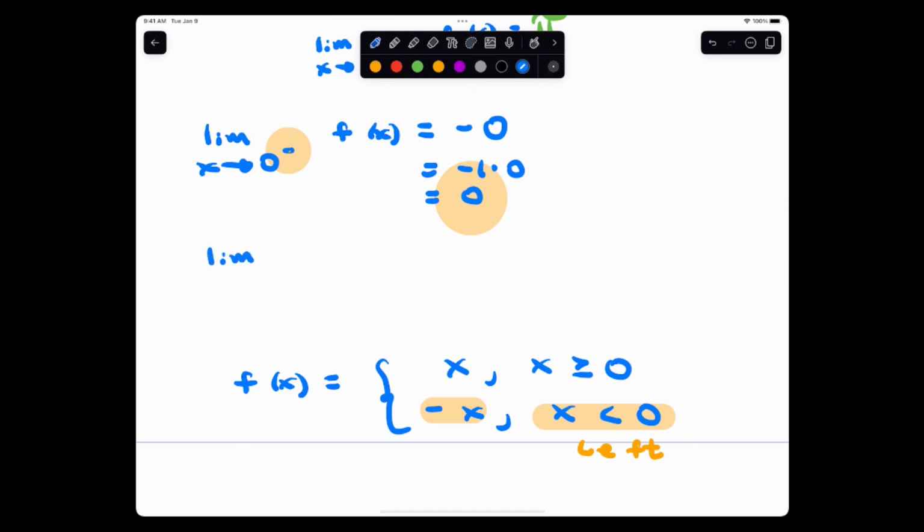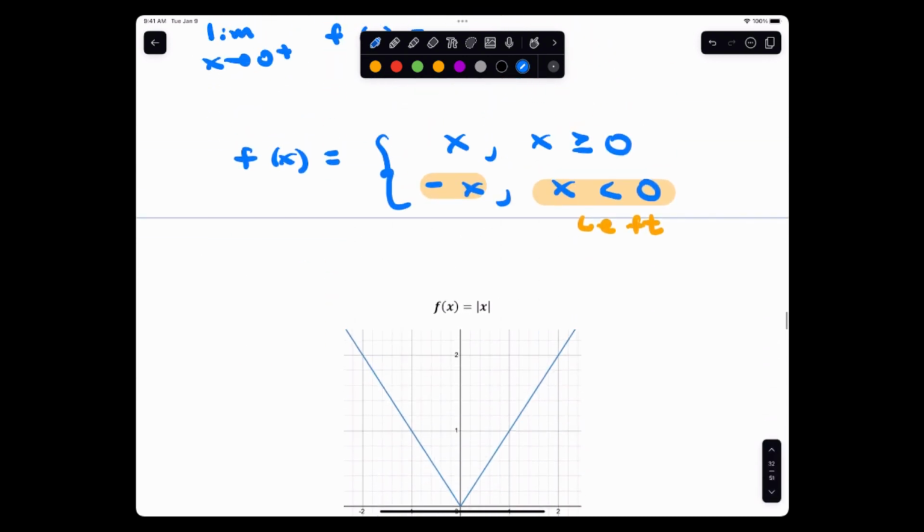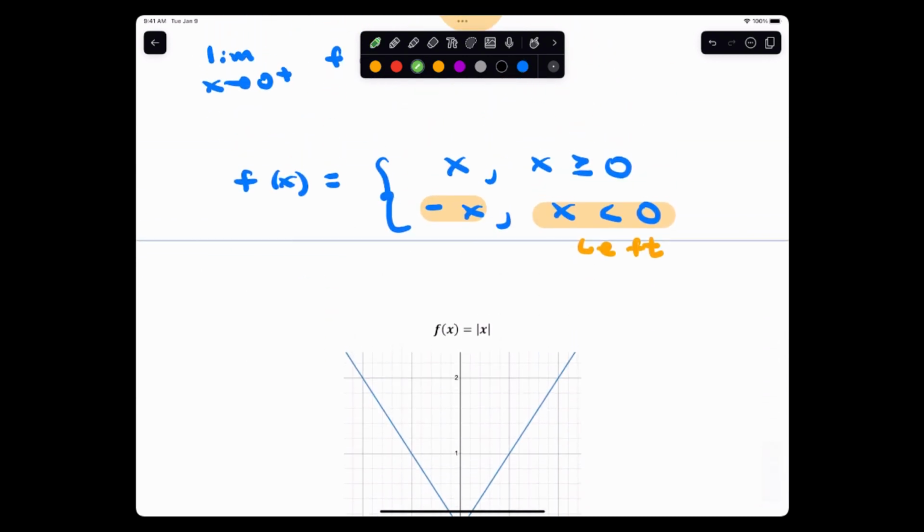What's the right-handed limit? What's the limit as x goes to 0 from the right now? You say, well, if you're going to 0 from the right, you may be able to guess. I got to use what? The top curve. Why? Because all the numbers that are to the right of 0 are greater than 0. So you're going to use that top function.